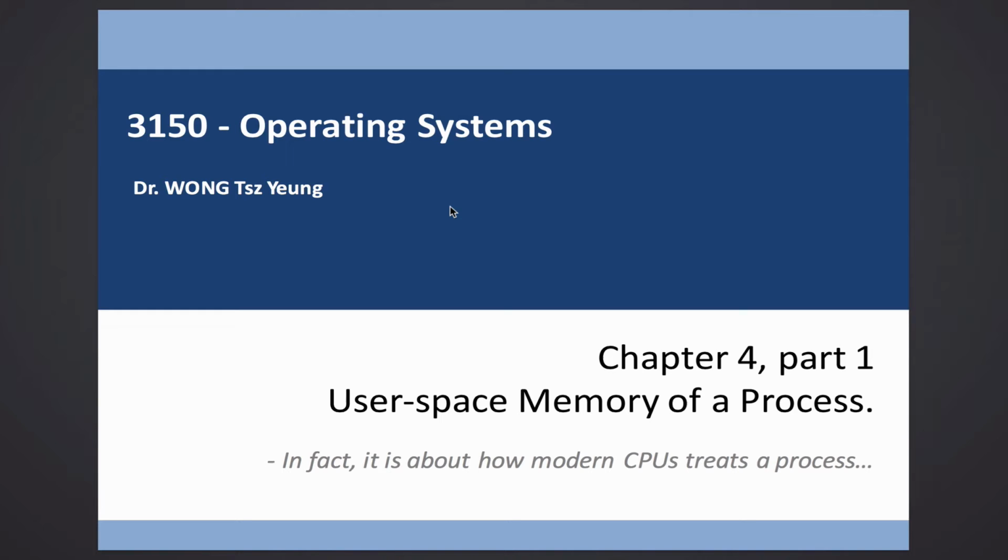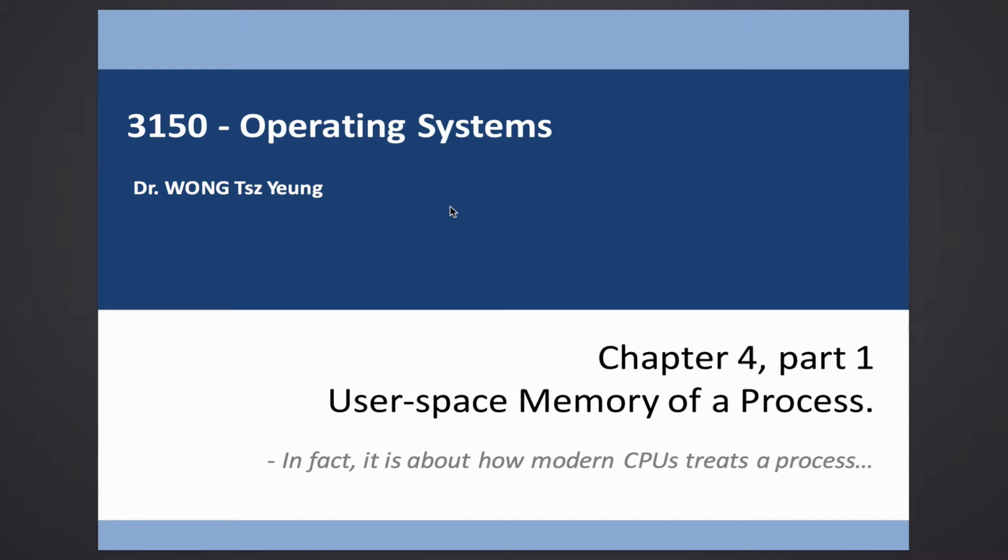So this new chapter is about memory. Okay, so what is memory? The memory we're talking about is actually two places. One is inside the process, we call it user space memory. And another is the memory inside the kernel that the process is associated with. So we can also talk about it from the kernel point of view, okay?